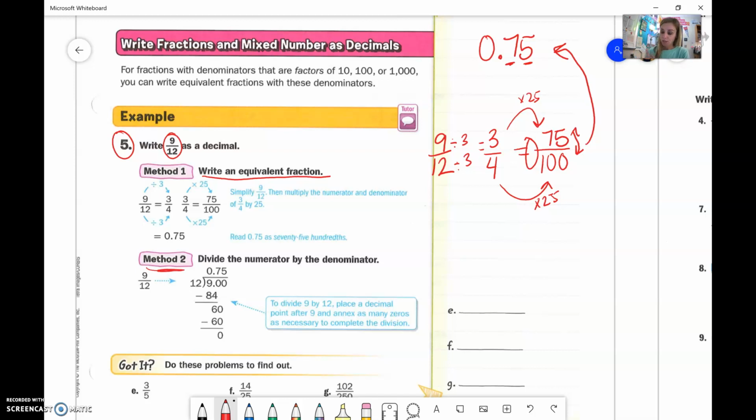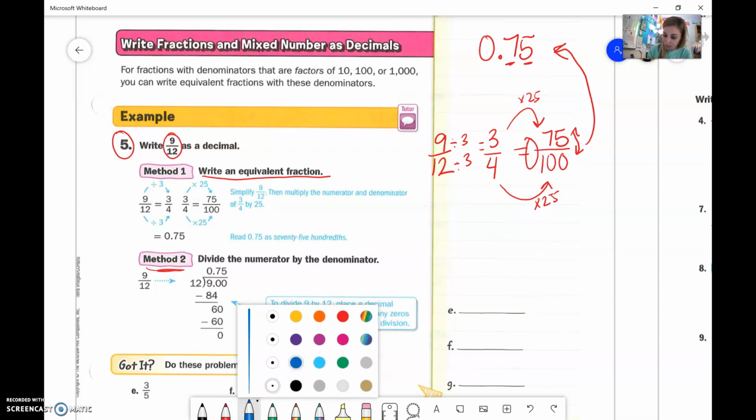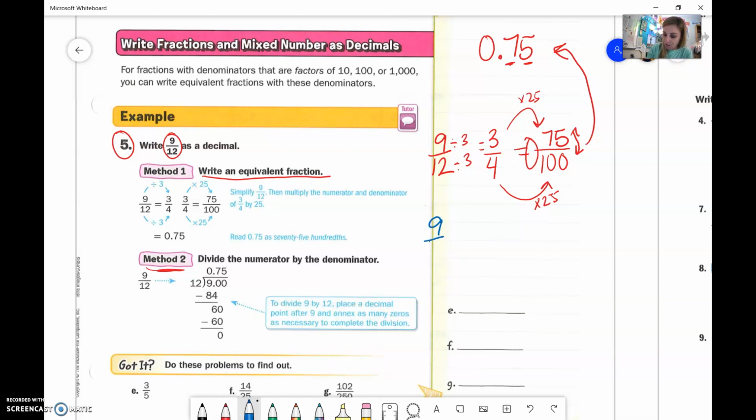Okay, so here's the thing that I always see. Change colors here, just because it's fun. So I'm going to do 9/12, and I'm going to take the numerator and divide it by the denominator. But what I see happen all the time is people are flip-flopping the numbers. They're putting them in the wrong spot. They're putting the divisor as the dividend and the dividend as the divisor. I'm going to show you something that is so key right here.